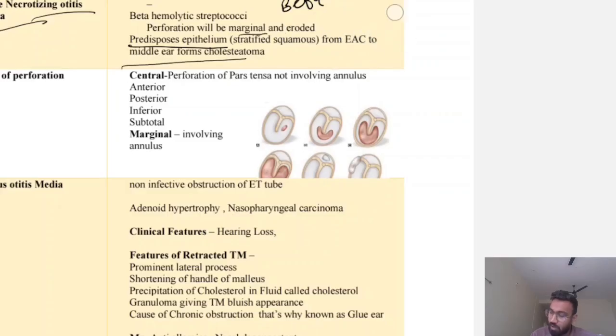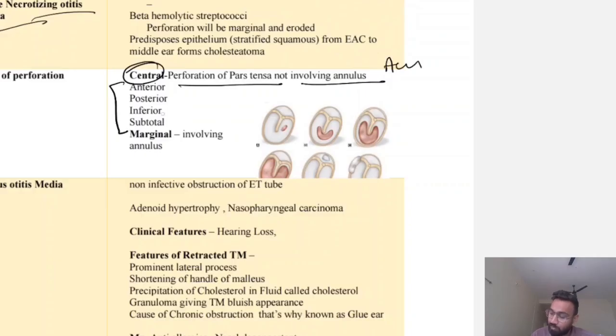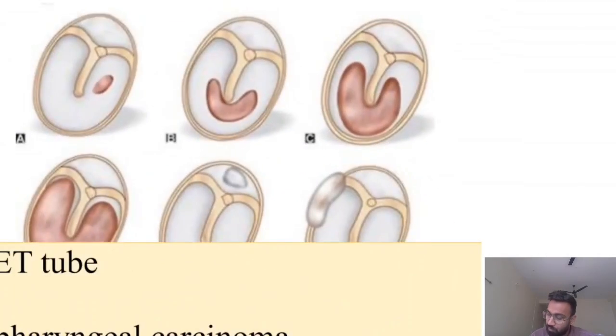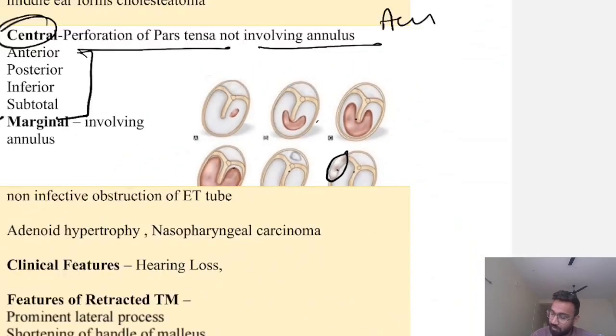Okay. Now the type of perforation. So central perforation. If there is perforation of pars tensa, and it is not involving the annulus, there are 4 types: anterior, posterior, inferior, and subtotal. Marginal is involving the annulus. So this is a different type, and this involves the annulus, that is marginal.